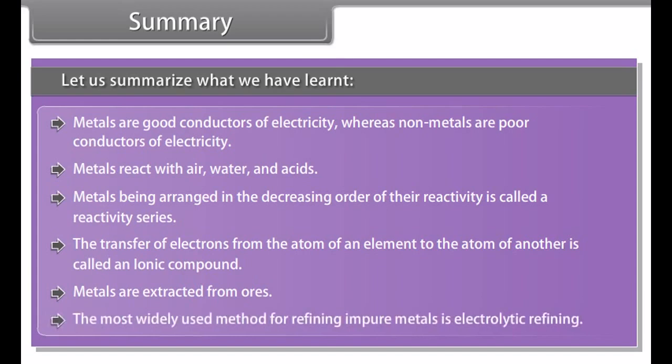Summary. Let us summarize what we have learned. Metals are good conductors of electricity, whereas non-metals are poor conductors of electricity. Metals react with air, water, and acids. Metals arranged in the decreasing order of their reactivity is called a reactivity series. The transfer of electrons from the atom of an element to the atom of another forms an ionic compound. Metals are extracted from ores. The most widely used method for refining impure metals is called electrolytic refining.